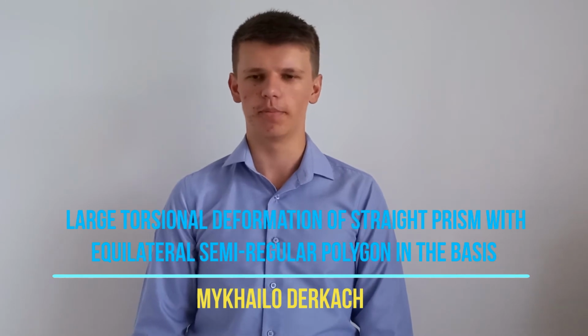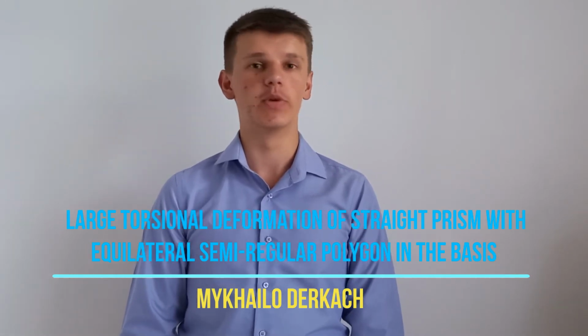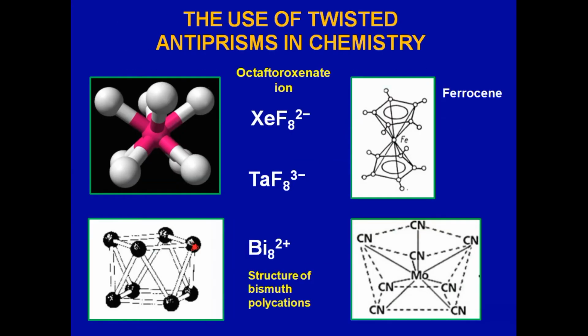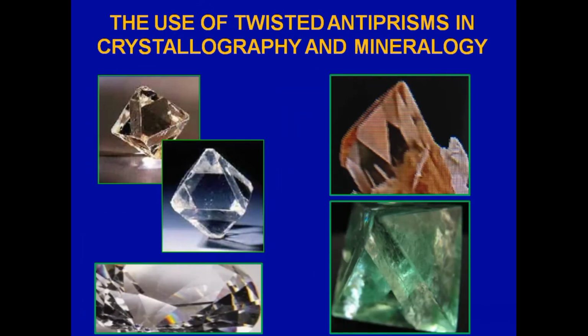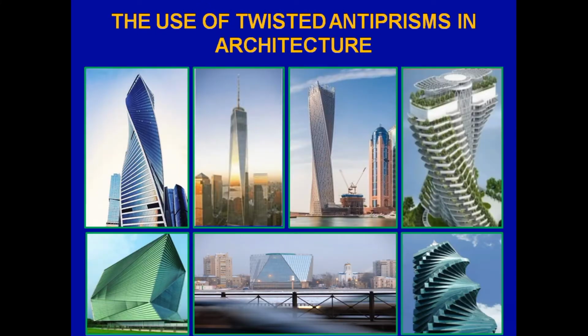The theme of my presentation is large torsional deformation of a straight prism with an equilateral semi-regular polygon in the base. Polyhedra of different types are used in architecture, art, and in various fields of sciences and technologies. In recent years, twisted antiprisms, the geometric properties of which have been little studied, are widely used for modeling in physics, chemistry, crystallography, biology, and architecture.